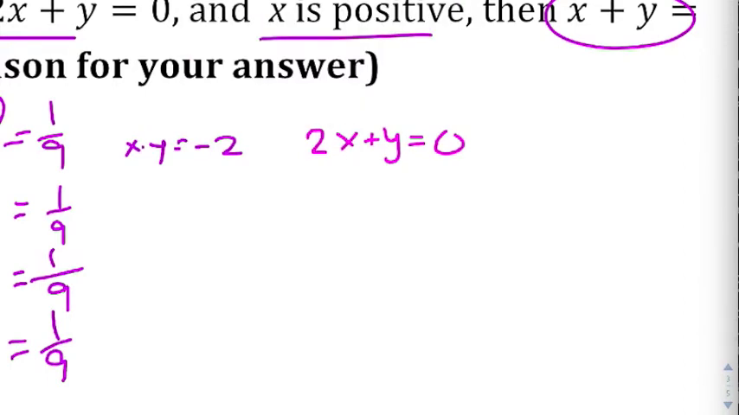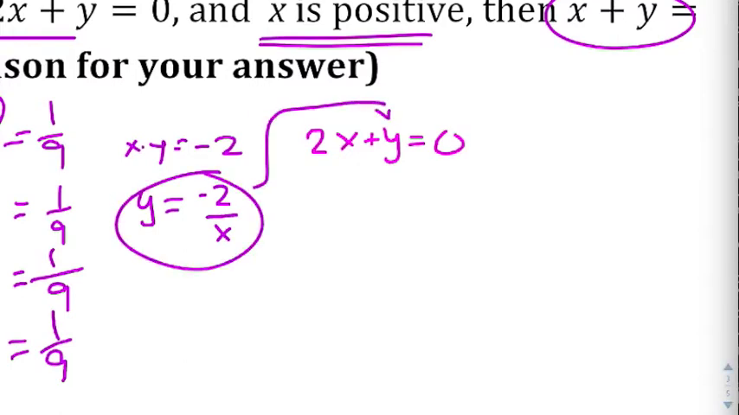If I'm solving for x and y, I have to pay attention to the fact that I'm told x is positive. And so what I really want to do here is to make sure that when I substitute, I'm solving for x. So what I'll do then is solve for y first. If I divide both sides by x, I'll get y is equal to -2 over x. So I'll take this information, substitute it into my second equation, and so I have 2x plus -2 over x equals 0.